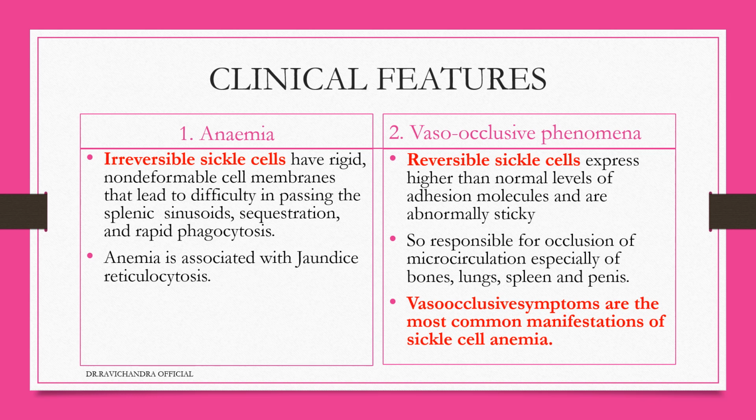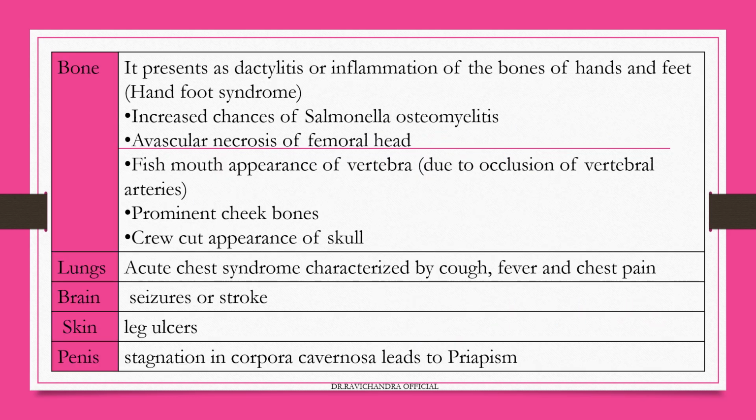Vaso-occlusive phenomena. Reversible sickle cells express higher than normal levels of adhesion molecules, and they are abnormally sticky. So this results in occlusion of the microcirculation, especially, as I said earlier, in the bones, lungs, spleen, and penis. Vaso-occlusive symptoms are the most common manifestations of sickle cell anemia. In the bone, there will be dactylitis, that is inflammation of the bones of the hands and feet, also called hand-foot syndrome. There is increased chance of Salmonella osteomyelitis. There may be increased chances for avascular necrosis of the femoral head.